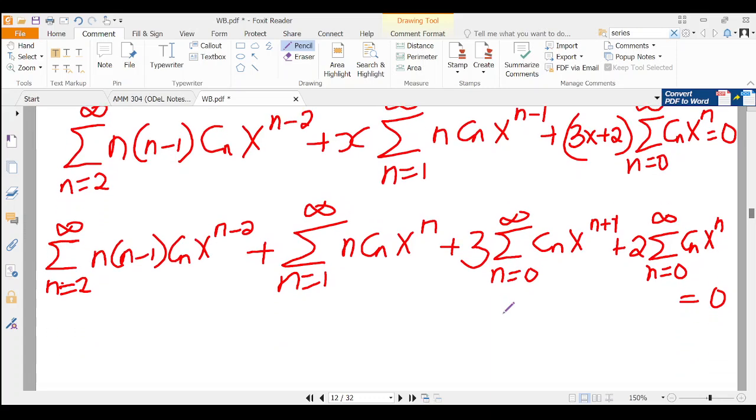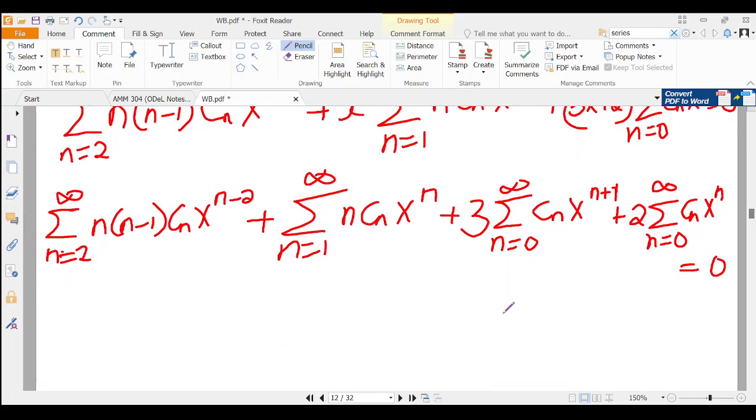Now, with this series, we find that in order to simplify this, we need the powers of x in all the terms to be the same. So we choose to put the power of x as n. So we see that the second term and the last term, the power of x is n. But in the first term, the power of x is n minus 2. In the third term, the power of x is n plus 1. So we need to change these powers. So how do we change these powers?